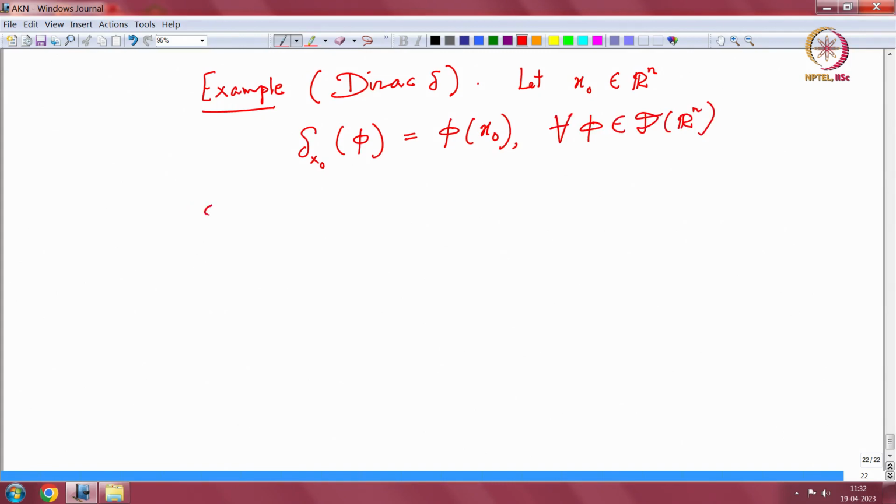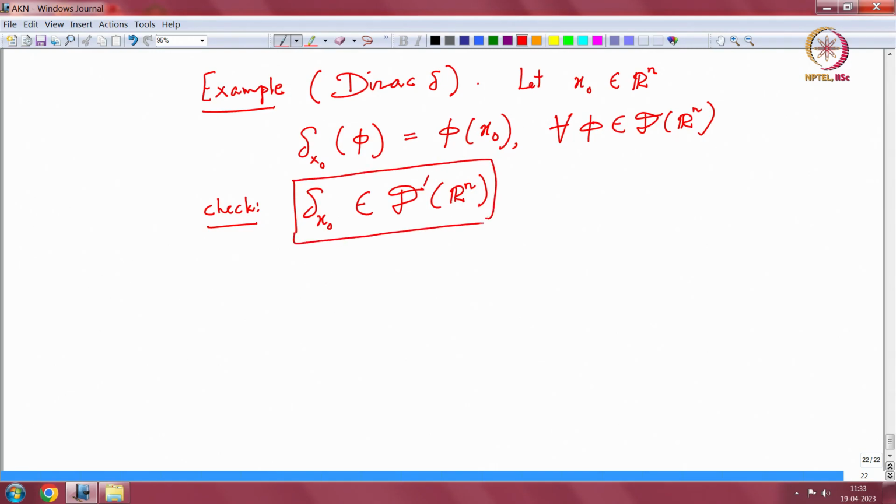This is almost trivial to check. It is very trivial to check the linearity, well-definedness and continuity. Nothing to really check. For example, it is well defined because x naught is a point and phi is a continuous function, of course infinitely differentiable. Linearity is obvious. Continuity is also obvious: if phi n converges to phi in D of R^n, then at every point it converges, so phi n of x naught converges to phi of x naught. If you are not convinced, please check it. So you see that delta of x naught is in D prime; you are able to view it as a distribution.